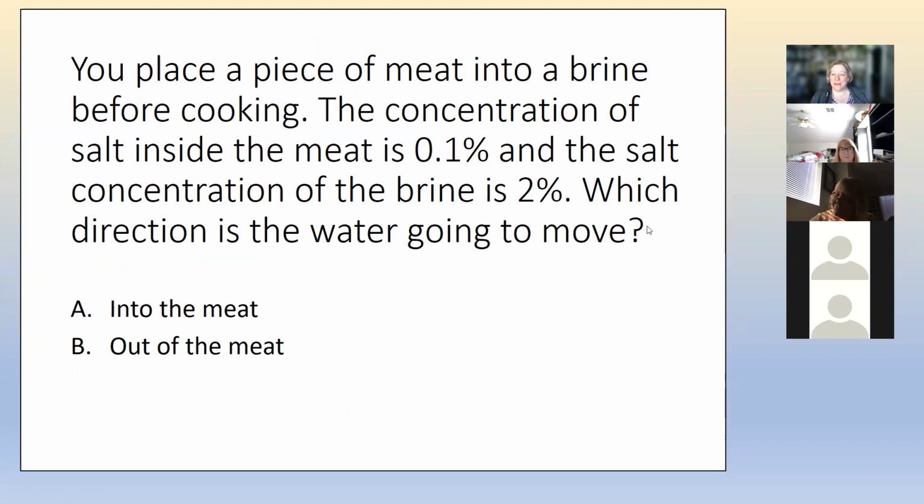So I'm going to brine a piece of meat. It makes it more flavorful and it makes it more tender. So the concentration of salt inside of the meat, inside of those meat cells, is 0.1% if I round it. And the salt concentration of the brine is 2%. Which direction is this water going to move? Okay, we've got some good voting going on.